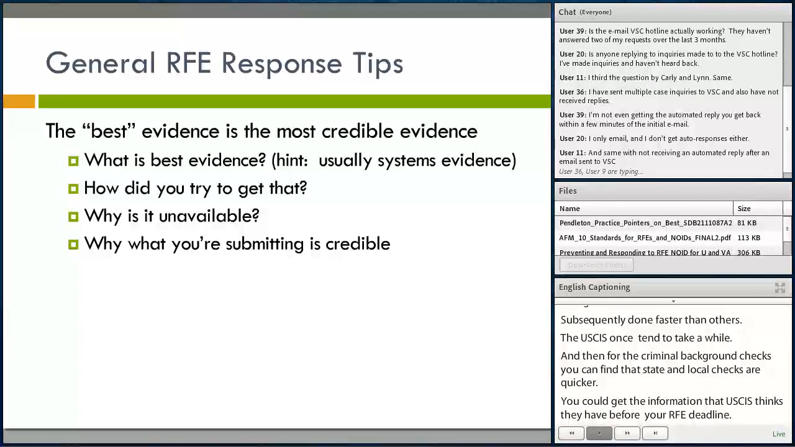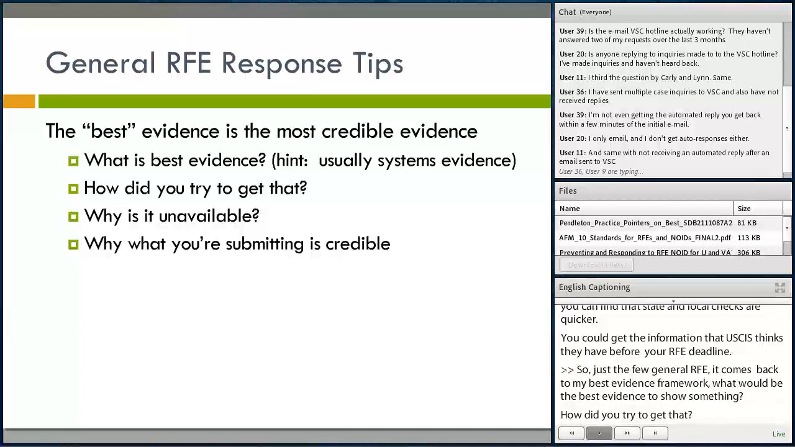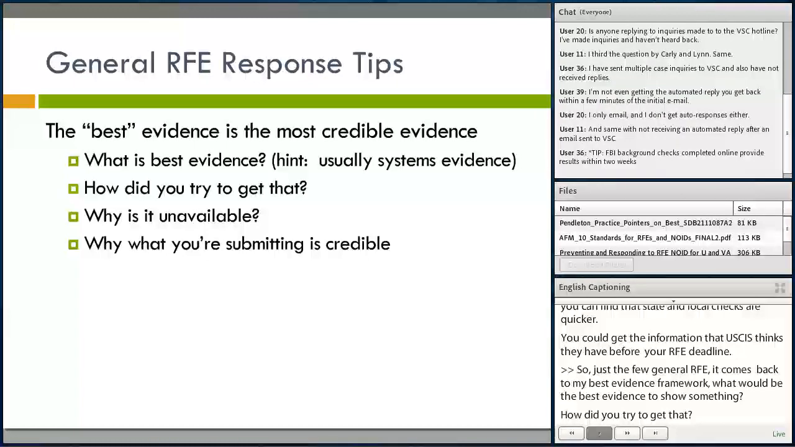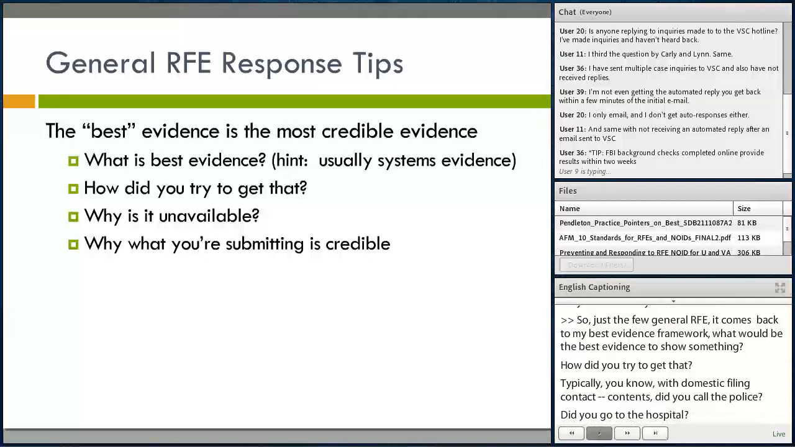So just a few general RFE response tips, and this comes back to my best evidence framework. What would be the best evidence to show something? How did you try to get that? So typically, in a domestic violence context, they might want to know, did you call the police? Did you go to the hospital? It used to be that all the adjudicators were very well trained on domestic violence and understood why that didn't happen that much. Do not assume that anymore.